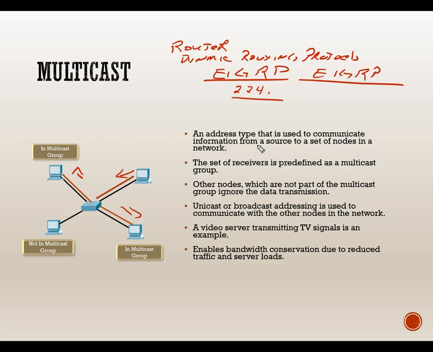It's used to communicate information from a source to a set of nodes in a network. A set of receivers predefined as a multicast group. Other nodes which are not part of the multicast group ignore the transmission. A video server transmitting TV signals may be an example of something like this. Bandwidth conservation due to reduced traffic loads.